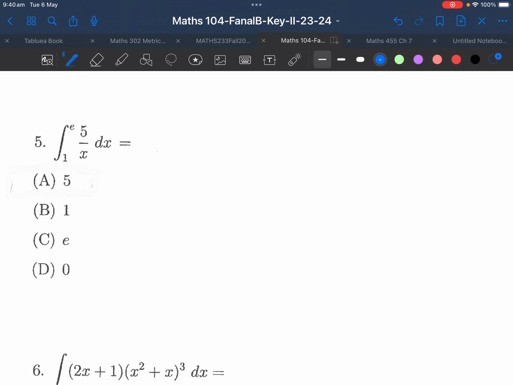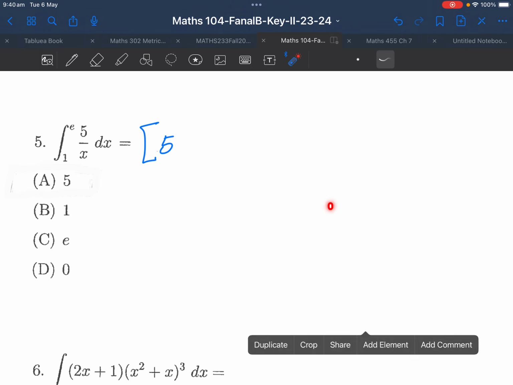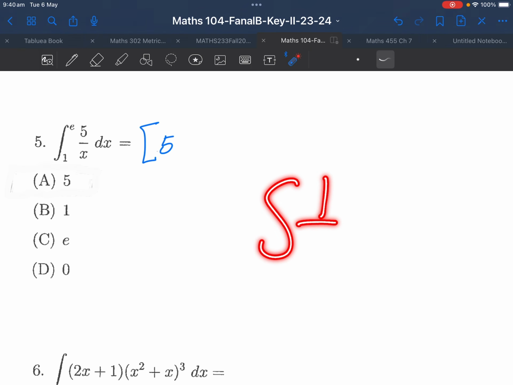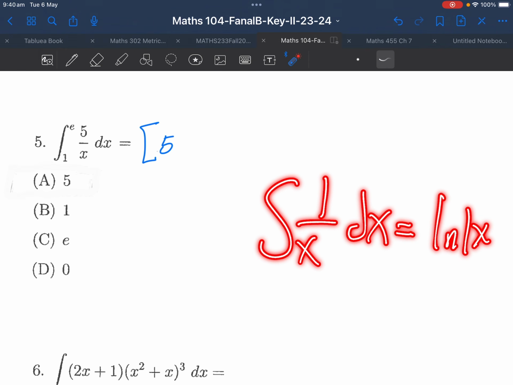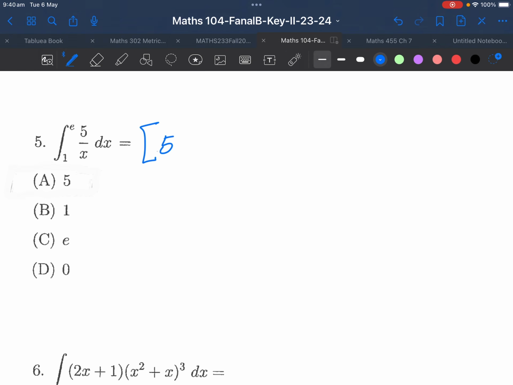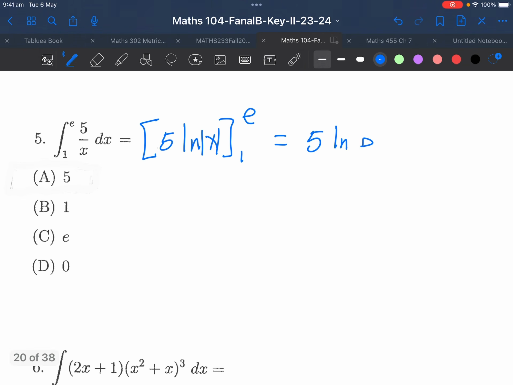Next question, we need to find the integral of this one. How do we find the integral of 5 over x dx? What is the integral of 1 over x? I think we know the answer. It's just ln of the absolute value of x. So this will be 5 ln absolute value of x. And then we substitute one time with e, one time with 1. So we get 5 ln e minus 5 ln 1. If you put this in your calculator, the answer would be 5, which corresponds to part E.